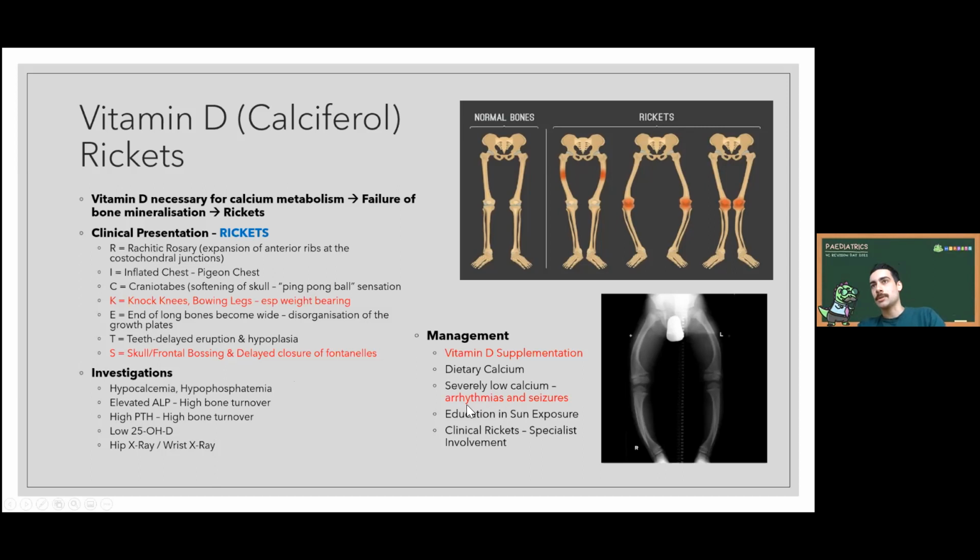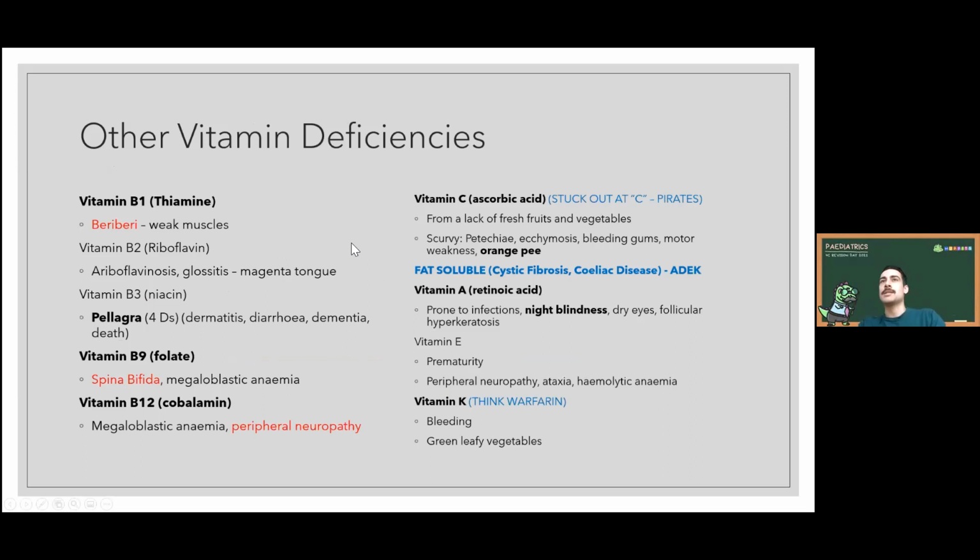Treated with vitamin D supplementation, but if they're very severely low in calcium, then you want to admit them and monitor for arrhythmias and seizures. These are other vitamin deficiencies. You can look at them in the post slides. Just remember that your fat soluble ones, A, D, E, K, can be associated with cystic fibrosis and celiac disease from malnutrition, malabsorption of those fat soluble vitamins.